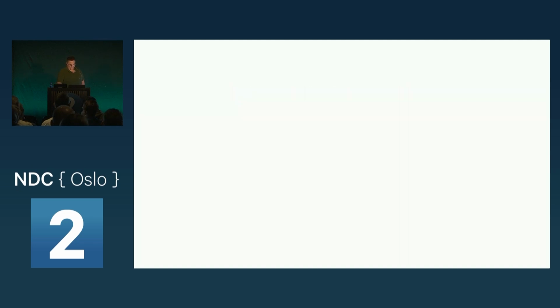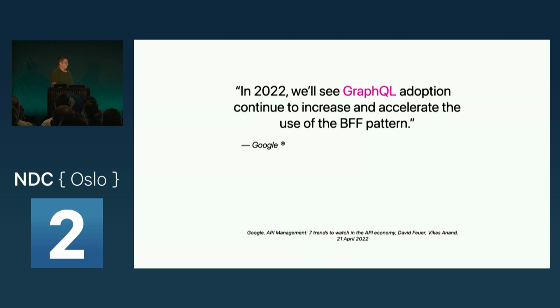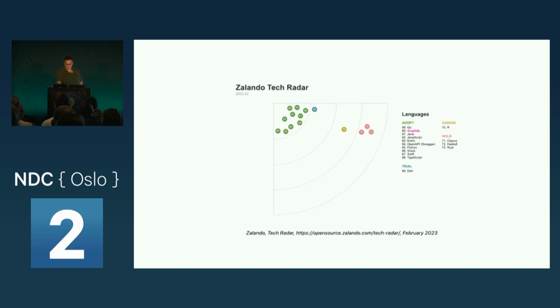I was reading before the next one, that is about what Google says. Google states in 2022, we will see GraphQL adoption continue to increase and accelerate the use of the BFF pattern. GraphQL allows companies to aggregate and deliver the exact data that the client needs without the need to package an API and an endpoint for each specific client. That is said by Google.